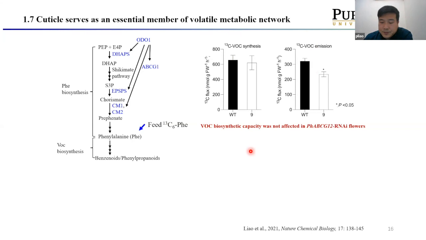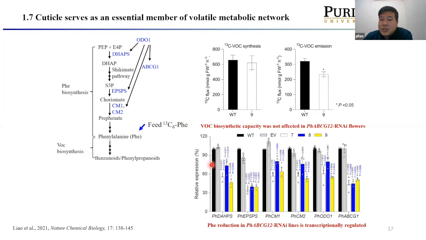When we further analyzed the gene expression, for example, the genes in the phenylalanine biosynthesis, including DAHP synthase, EPSPS, CM1, CM2, and ODO1, which is a transcription factor that can regulate several of these genes, as well as ABCG1, which is a volatile transporter that was identified in our lab previously. Actually, the expression of all these genes is downregulated, suggesting that the phenylalanine reduction in the ABCG12 transgenic lines is transcriptionally regulated.